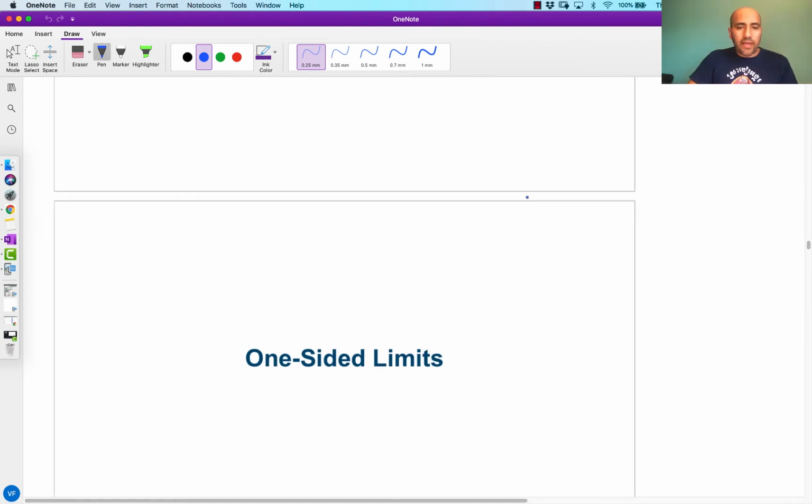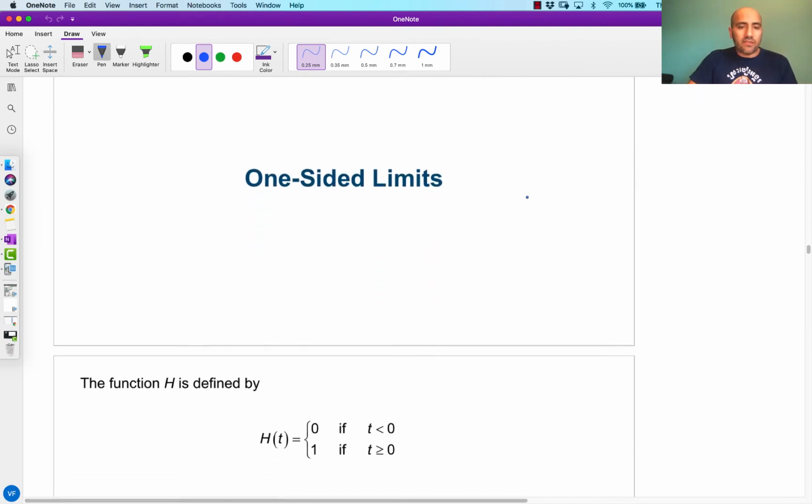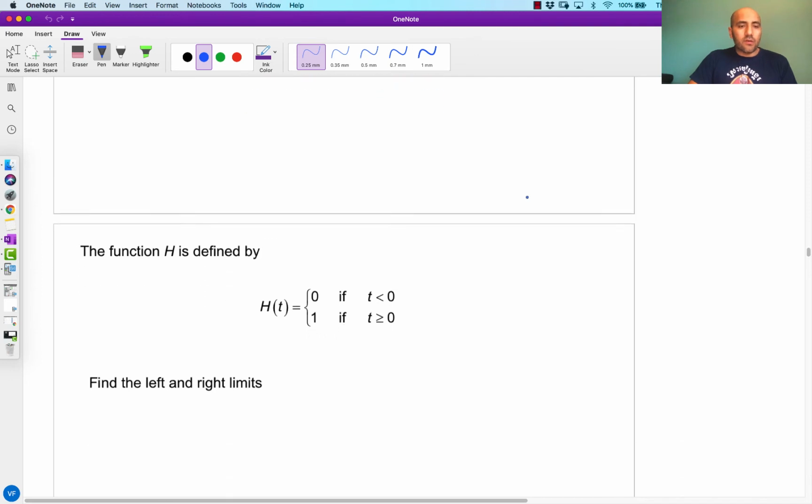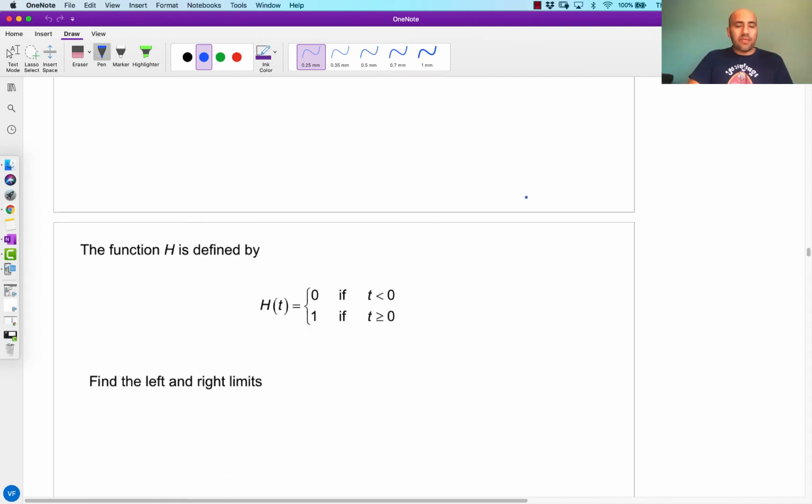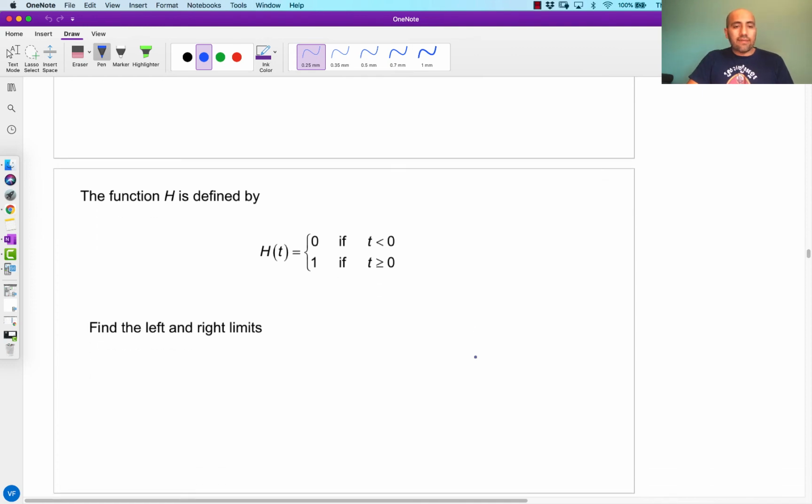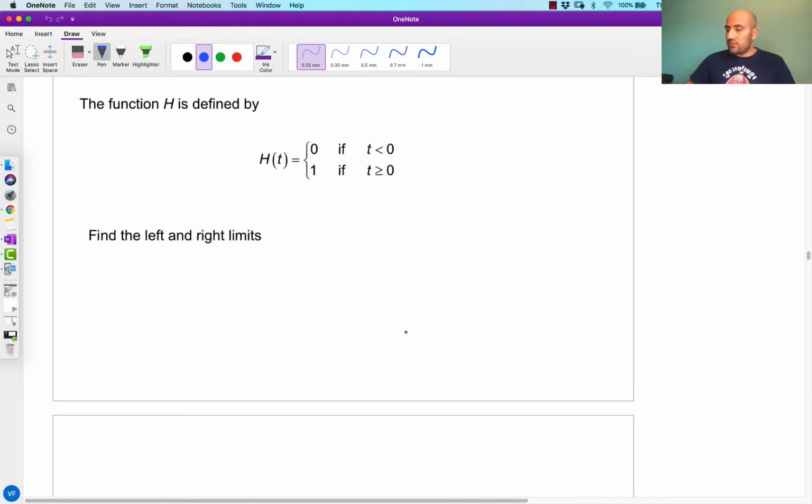All right, now let's take a look at one-sided limits by considering the following function. Let h of t be equal to 0 if t is strictly less than 0, and let h of t be equal to 1 if t is greater than or equal to 0. So let's find the left and right limits to this function. Let's graph it. It's a straightforward, easy graph to sketch at least.